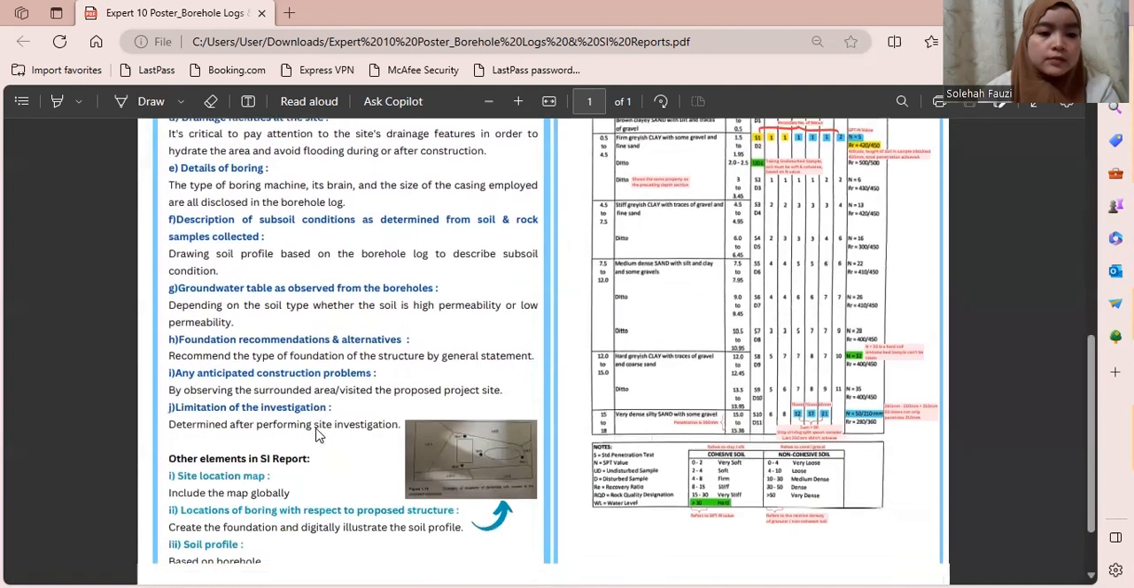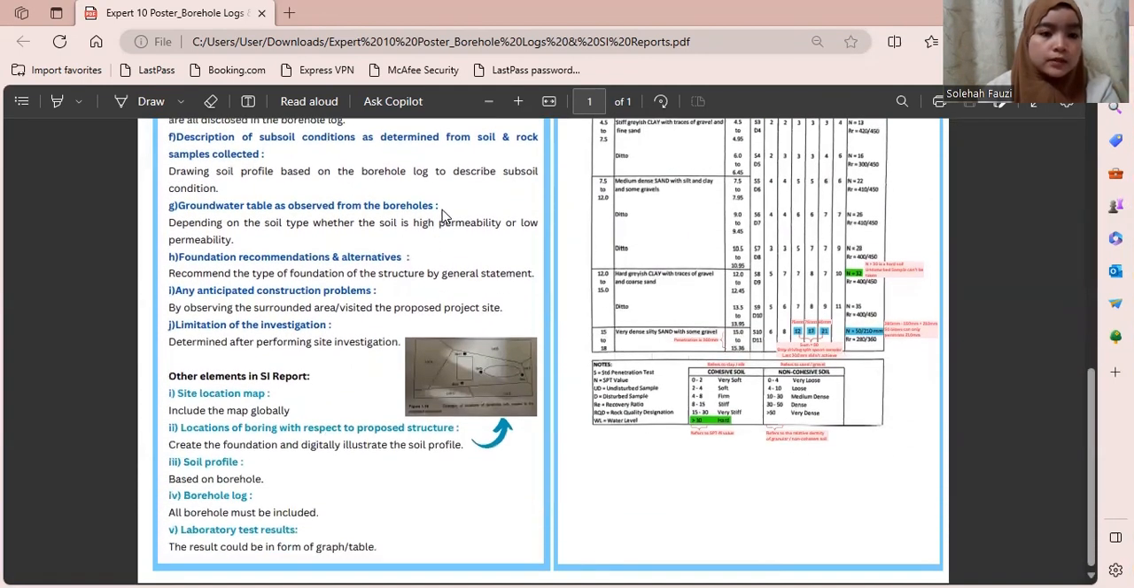Seven is the groundwater table as observed from the boreholes. Report the water level in the boreholes, whether the soil is of high or low permeability. If the soil within the project area has high permeability, then the water level in the borehole will stabilize and become equal to the surrounding area within a short period. If the soil has low permeability, then the water level in the borehole will stabilize and become equal to the surrounding area within a long period.